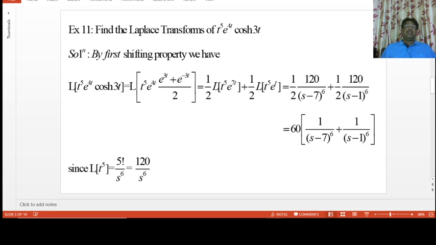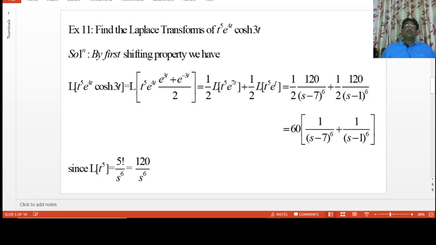Cos hyperbolic 3t can be written as (e to the power 3t plus e to the power minus 3t) divided by 2. Then that divided by 2 you can take it outside. t raised to 5 into e raised to 4t into e raised to 3t is nothing but e raised to 7t, plus 1 by 2 times t raised to 5 as it is. e raised to 4t into e raised to minus 4t is e raised to t.